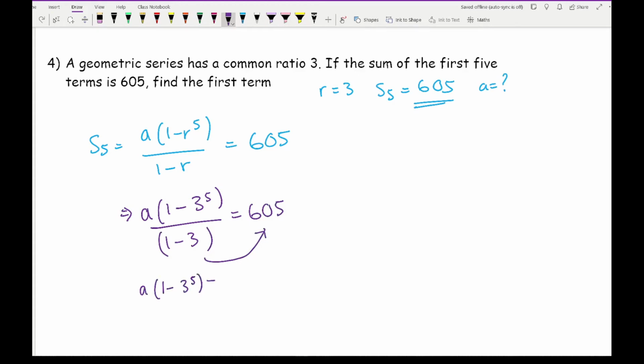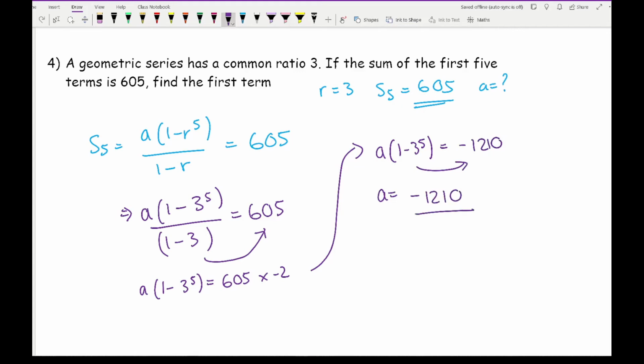what I end up with is a(1 minus 3 to the power of 5), and that's going to equal 605 times minus 2. So from this I get that a(1 minus 3 to the power of 5) is going to be equal to 605 multiplied by minus 2, which equals minus 1210. Then obviously I can work out a by taking that to the other side, so I end up with a equals minus 1210 over 1 minus 3 to the power of 5, and if I just put that into my calculator, I'll get an answer of 5, and there is my value of a.